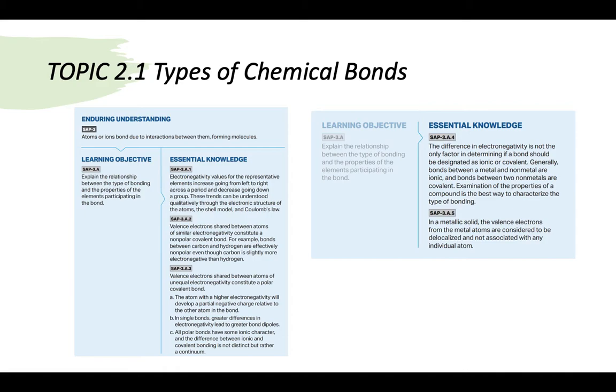Metallic bonds, you have to remember that those electrons are not discretely assigned to individual atoms. They are considered to be delocalized, that the atom nuclei and the core electrons for the atoms are floating in a sea of electrons, so to speak. No one electron is associated with any individual atom.